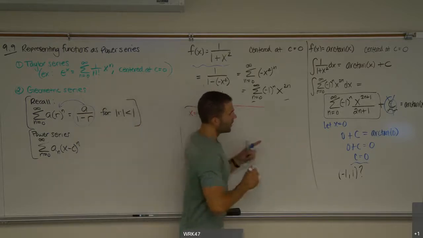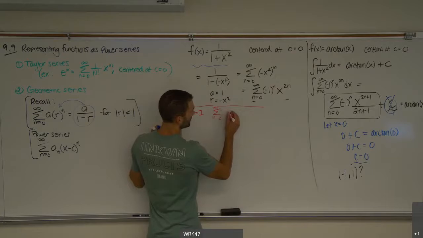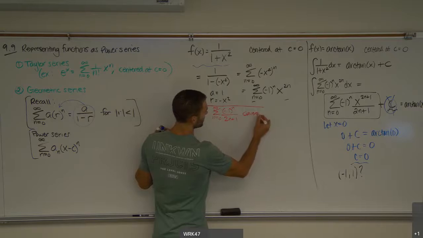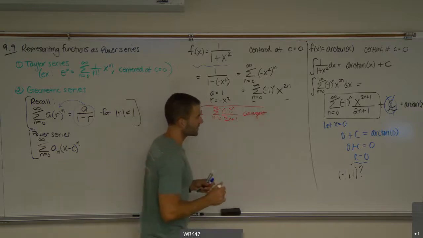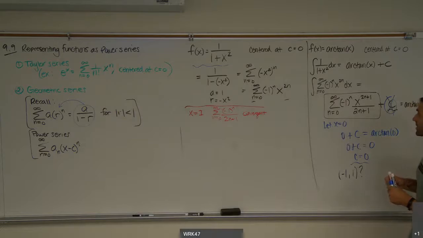we get 1 to the 2n plus 1, which means nothing. We get this series here, -1 to the n over 2n plus 1, which is actually a convergent alternating series. All right, so alternating series, by the alternating series test, it converges. And so actually here, we can include 1, where we couldn't have before.